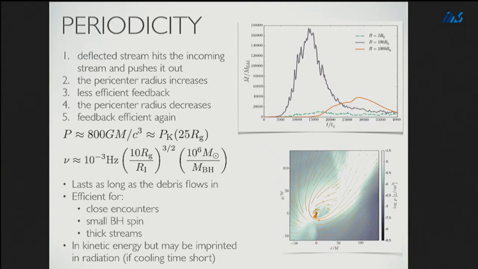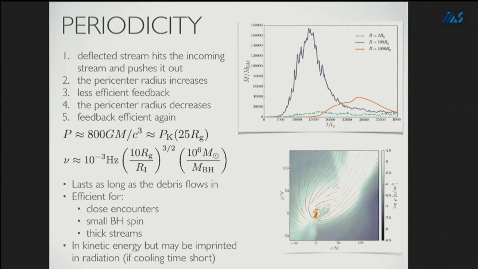If it moves slightly out, it means that the deflection angle, the relativistic precession angle, will be lower, and you will start hitting the debris at larger radii, where you will less efficiently affect that debris, which means that its angular momentum will come back to the original value, and the same thing happens with the pericenter radius. And then you again start hitting the stream with large efficiency, and there is this kind of feedback loop which drives the oscillations printed on top of the amount of gas flowing out of the system. In this very simulation, the period is 800 gravitational times, which corresponds to the Keplerian period at radius 25, which is more or less where the self-crossing takes place.